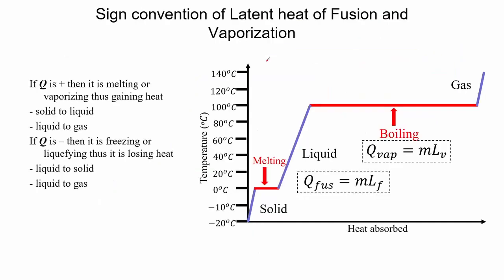The sign convention for the latent heat of fusion is that when it is transforming from ice to liquid due to the melting process, it is positive latent heat of fusion. The opposite, when it is freezing from liquid to ice, it is negative. For the latent heat of vaporization, when it is transforming from liquid to vapor, it is positive. The opposite, when it is from gas to liquid, it is negative.